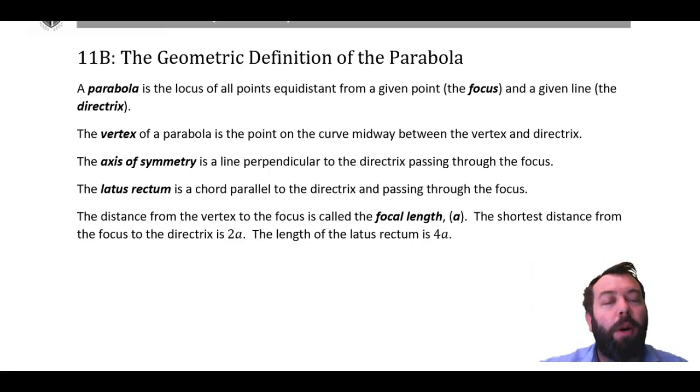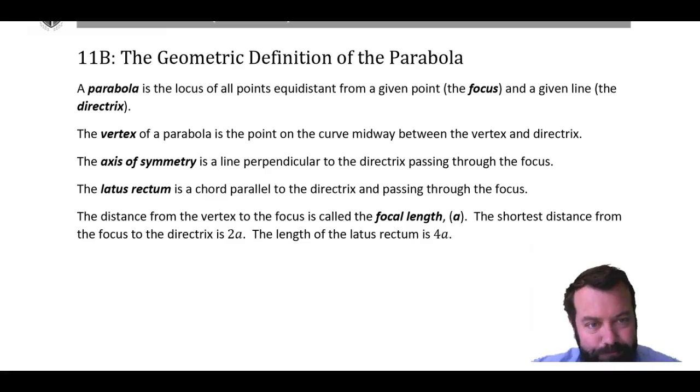The geometric definition of a parabola is the locus of all points equidistant from a given point and a given line. So if I have a point and a line and I choose everything that is equidistant from the two of them, I'll arrive at a parabola. Now, that doesn't have to be the y equals x squared looking parabola that we've always had before. That's concave up, it could be concave down, but it can be sideways as well. We're going to see those in a moment.